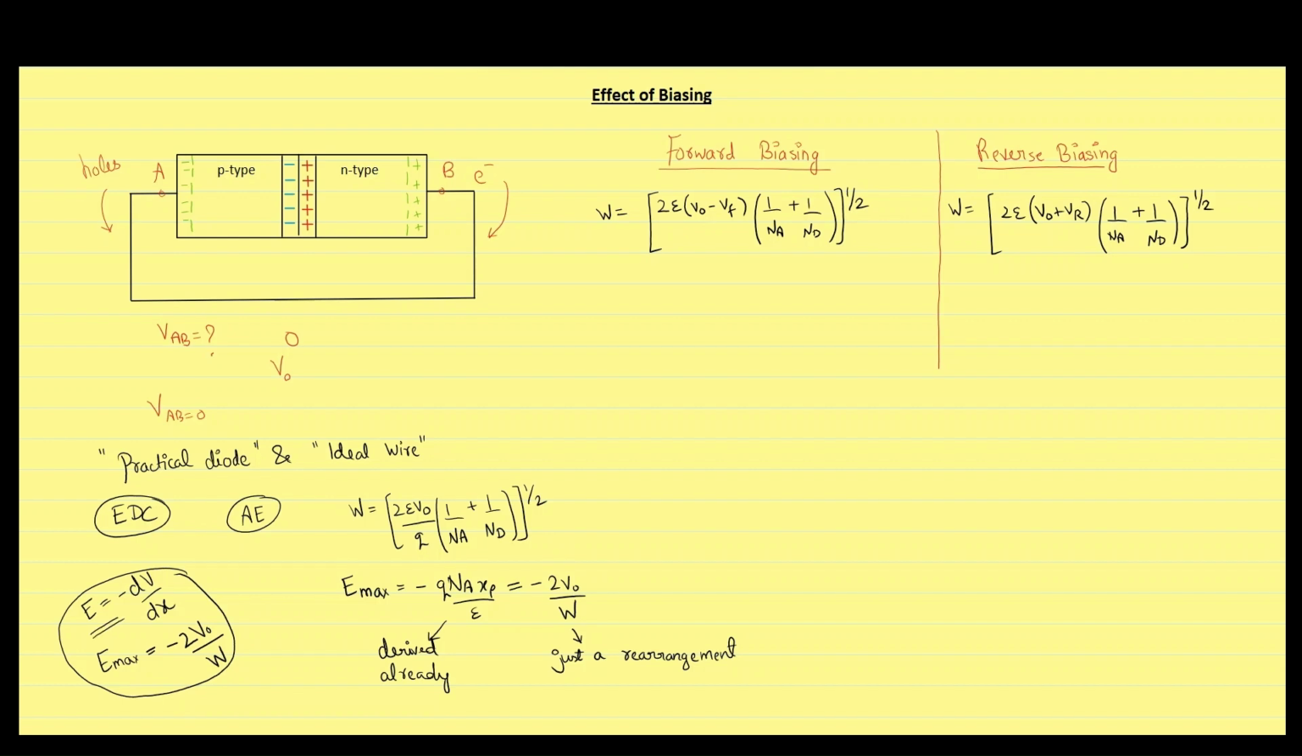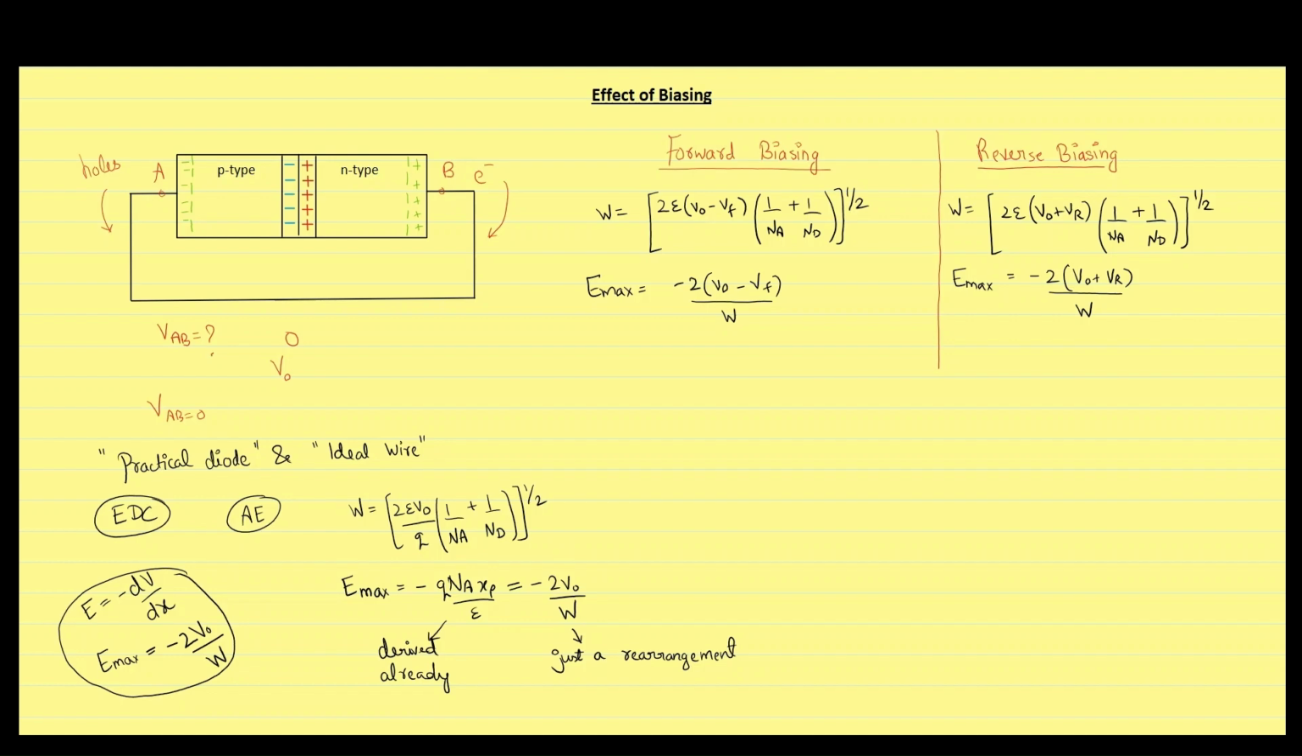Anyways, the maximum electric field for forward biasing will come out. Similarly, for reverse biasing, the formula will modify to. There is actually no need to learn formulas separately. You can unite the formulas by fixing the direction of the battery.